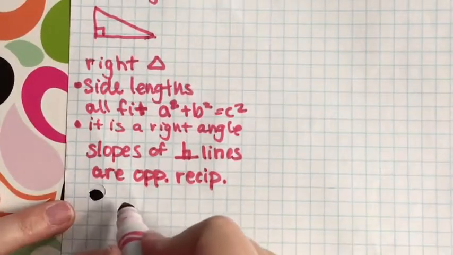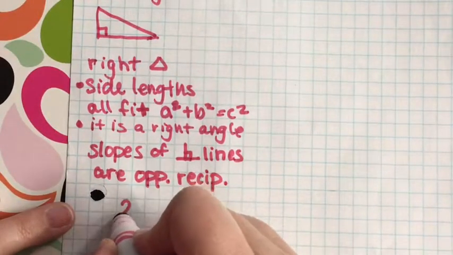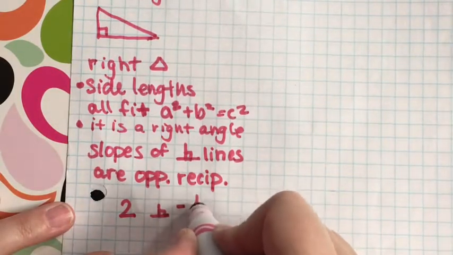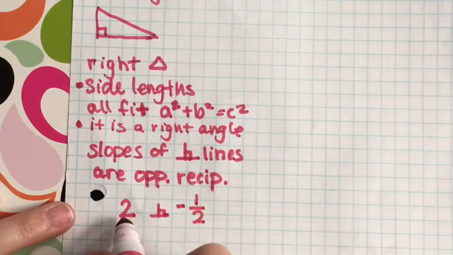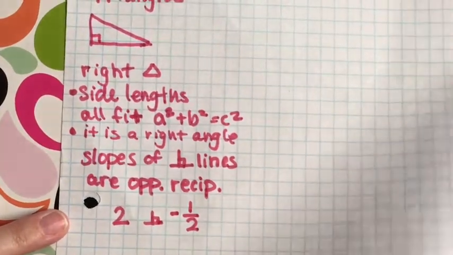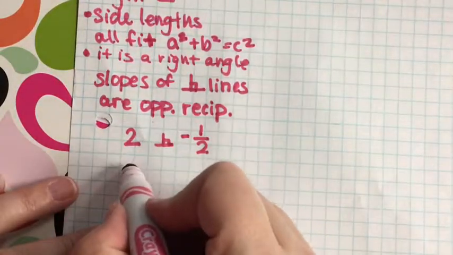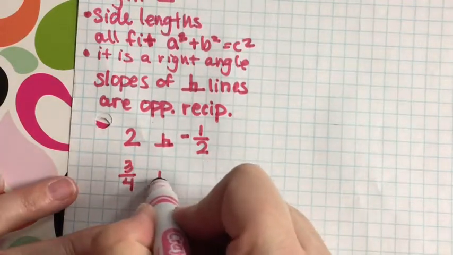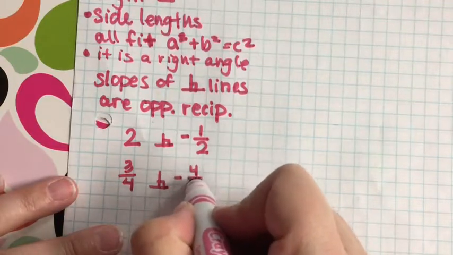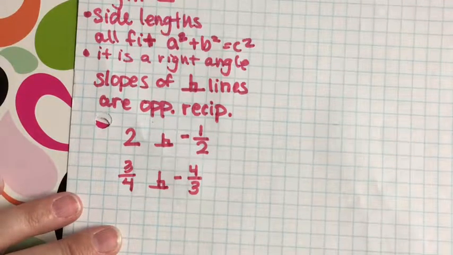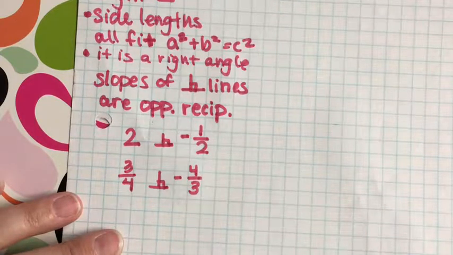So meaning if one of the slopes was 2, the perpendicular would be negative 1/2, because the opposite of 2 is negative 2, and the reciprocal of 2 is 1/2. Or let me give another example. If we had a slope of 3/4, the perpendicular would be negative 4/3. So if the slopes follow that, then we know it's a right angle. And if it's a triangle, then it would clearly be a right triangle.